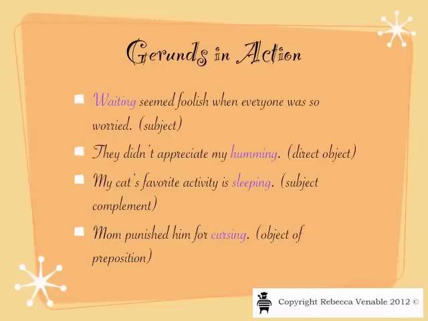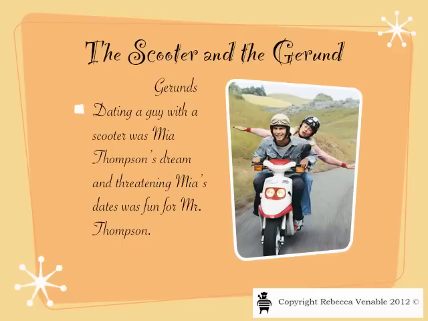So that means, now that we understand how a gerund functions, we need to restructure our example sentence. So if we're making a sentence about the scooter include gerunds, we need to change the first part of our sentence. Dating a guy with a scooter was Mia Thompson's dream, and threatening Mia's dates was fun for Mr. Thompson. So we've changed 2 parts of our sentence to gerunds, thus making it a parallel sentence.